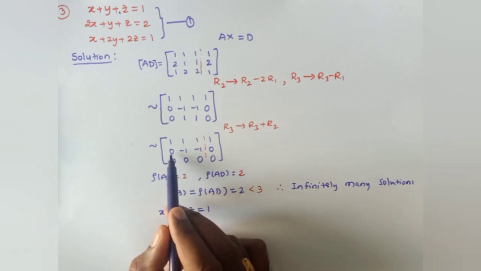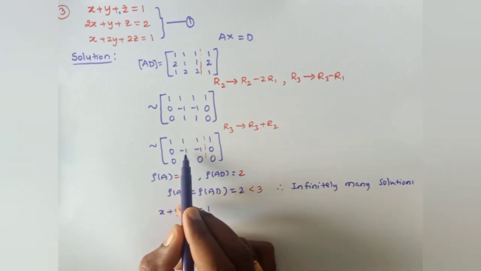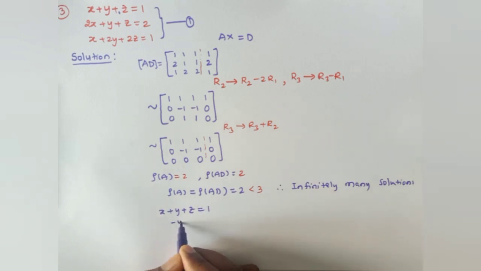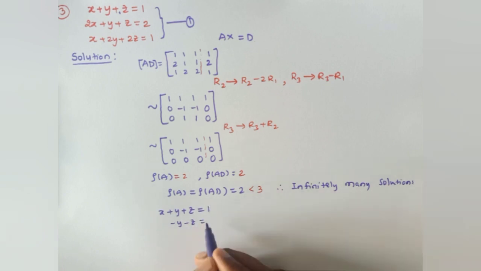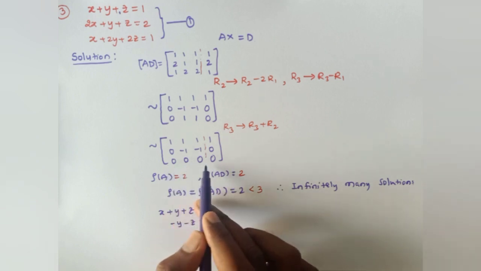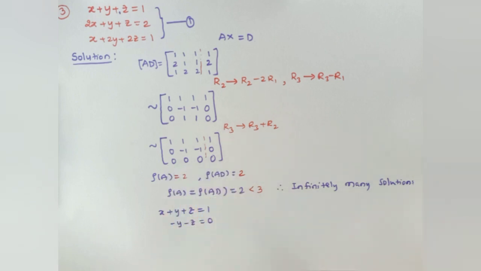Next, 0 into x plus minus 1 into y plus minus 1 into z means minus y minus z equals 0. Now by using this row, we cannot express anything. 0 into x plus 0 into y plus 0 into z is 0, so it is nothing, no use of that. Now see here, you can observe these two equations.